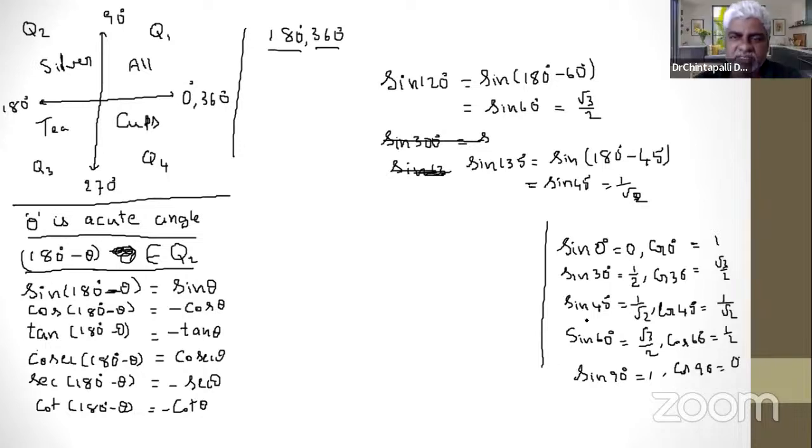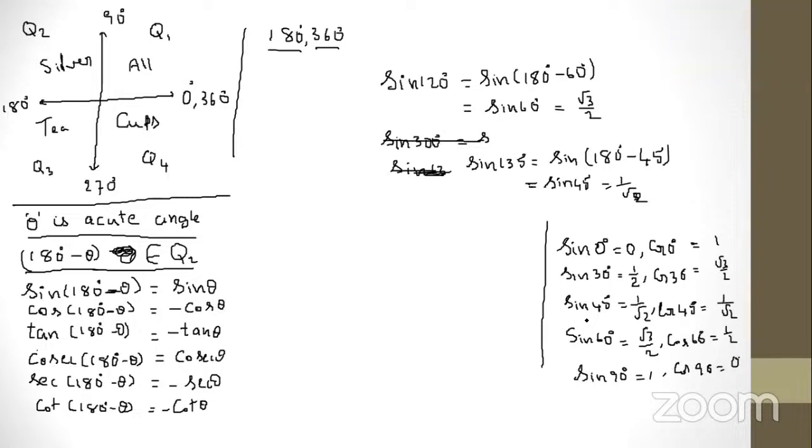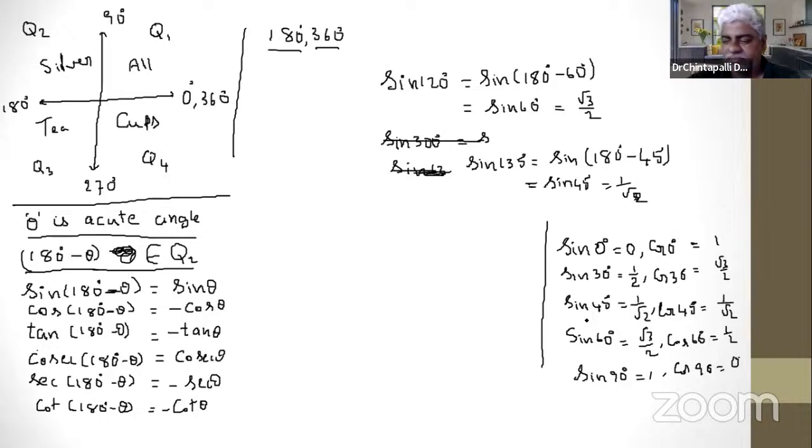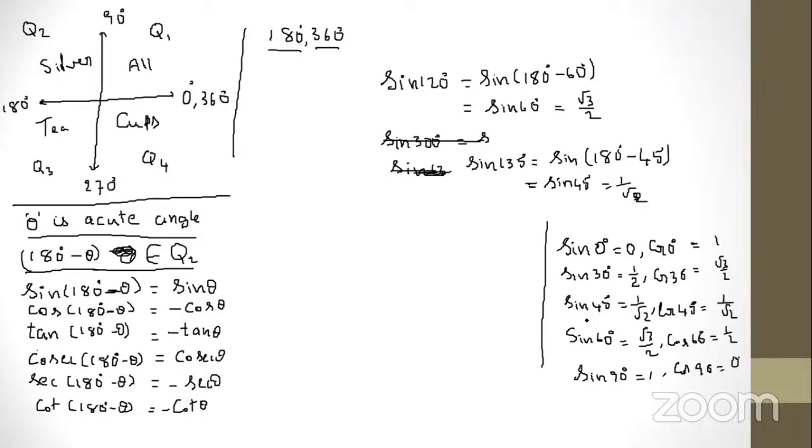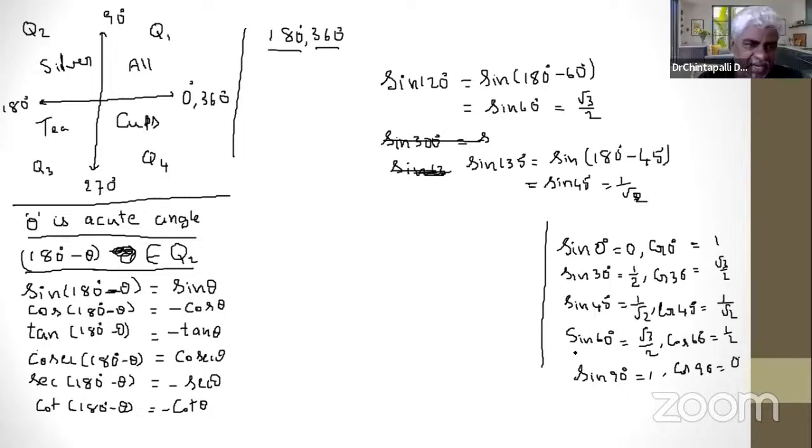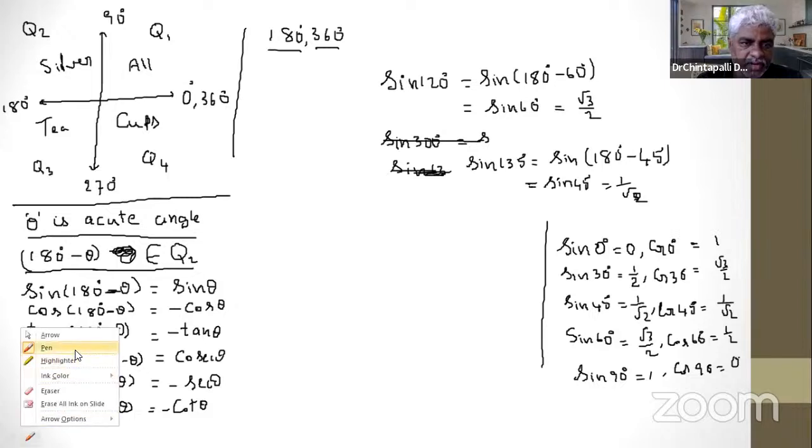See, what is cos 60 degrees? Sorry, 120 degrees. Calculate cos 120 degrees. Cos of 180 minus 60. You can do it on your own and tell the answer. Cos 120 degrees is minus 1 by 2. Very good, it's correct.